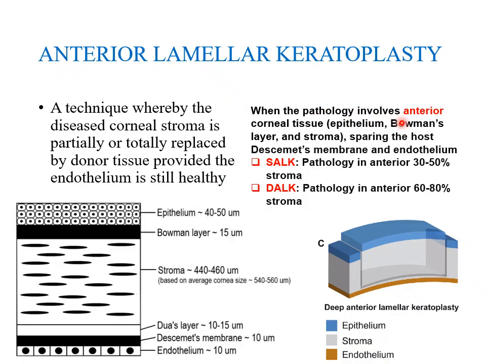When the pathology involves anterior corneal tissue, that is epithelium, Bowman's, and stroma, sparing the Descemet and the endothelium, it is known as anterior lamellar keratoplasty. Superficial ALK is when the pathology is in up to 50% of the stroma, and deep ALK when the pathology is in up to 80% of the stroma. In deep ALK, up to 80% of the diseased stroma is removed and replaced with healthy tissue. So what remains? A bed of residual stroma, Descemet membrane, and endothelium remains, that is the patient's or the recipient's own.